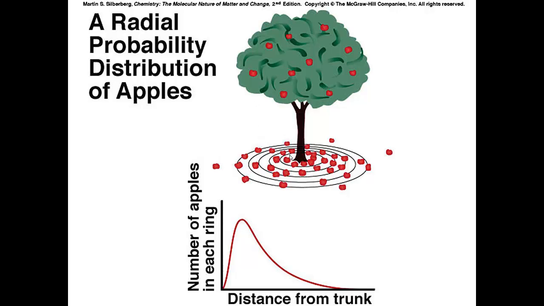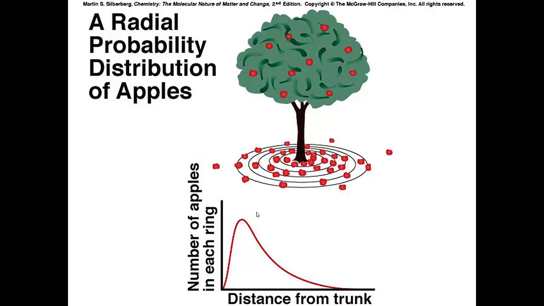So what we're going to do is go in and mark off on the ground rings that are equally spaced a certain distance from the apple tree, the trunk of the apple tree. And then we're going to count the number of apples that are in a given ring. Okay, so we count the number of apples. So right here, right where the trunk of the tree is, there are no apples that can fall there, so it's 0. And then in this first ring, we have several apples, but because the ring is kind of small, there probably aren't as many as there are out here.